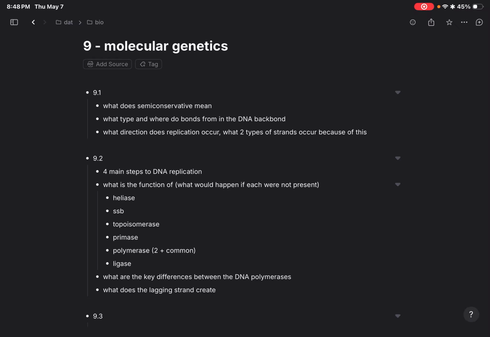What direction does replication occur? It occurs from the 5' to 3' direction. What two types of strand occur because of this? So because it only occurs in the 5' to 3' direction, the lagging strand will form Okazaki fragments. So yeah, just the two types of strand, leading and lagging strand. Because lagging, I think I'll get into it later, but it's like the polymerase 3 has to keep on flipping back and just restarting.